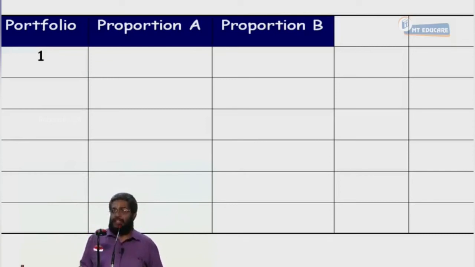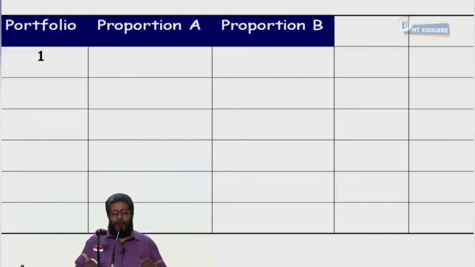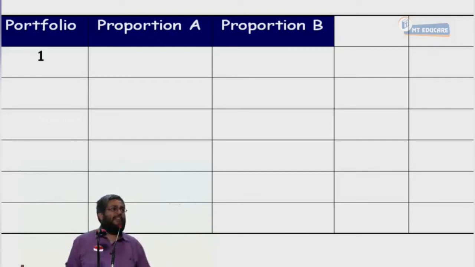But the only difference is that in one portfolio we have 90% A and 10% B. Another we have 10% A, 90% B. Only the proportions change, but the securities are the same. The portfolio differs because of the weights or proportions. Everybody, can I proceed or not? Now, I have 6 portfolios.